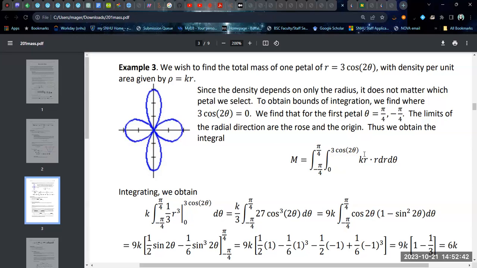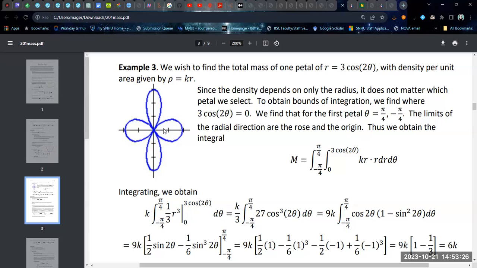Now, we do have to set up our integral. The dx dy, the dA component of our double integral becomes r dr d theta. Our density function is kr. And then we have to establish where our limits of integration are. In r, we're just dealing with one petal, so we're going from 0 at the origin to this petal boundary. But where does the petal begin and end? Well, you're going to set your function equal to 0, and we find that they intersect, and that makes sense here. They go back to the origin at pi over 4 and -pi over 4.